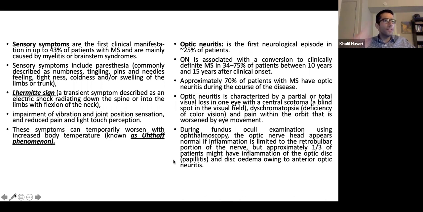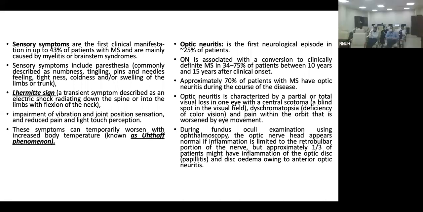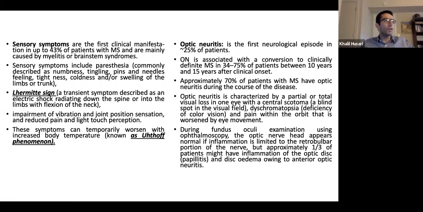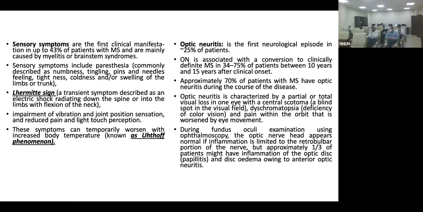Usually in multiple sclerosis, it's unilateral, so one eye. If you have a bilateral optic neuritis, it's atypical for multiple sclerosis, and you should think of something else, which are neuromyelitis optica and myelin oligodendrocyte glycoprotein, which is MOG antibodies. So in multiple sclerosis, it's usually one eye, unilateral, most of the time.